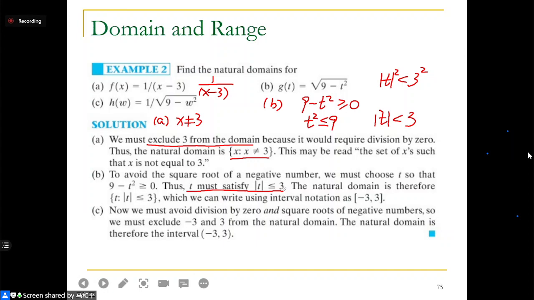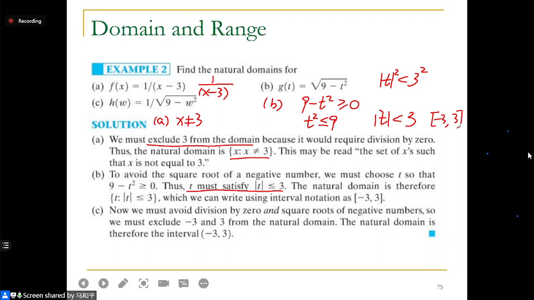And the natural domain is therefore the set of t's such that the absolute value of t is less than or equal to 3, which we can also write using interval notation, from -3 to 3.